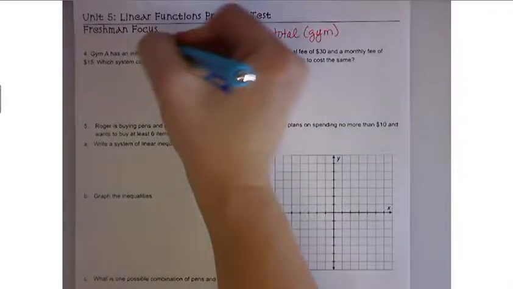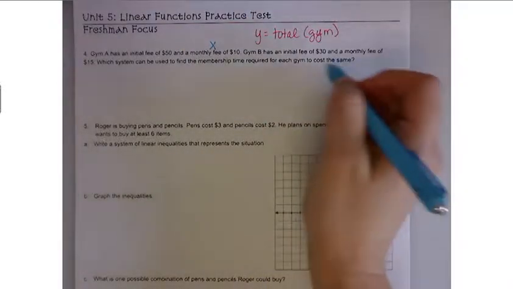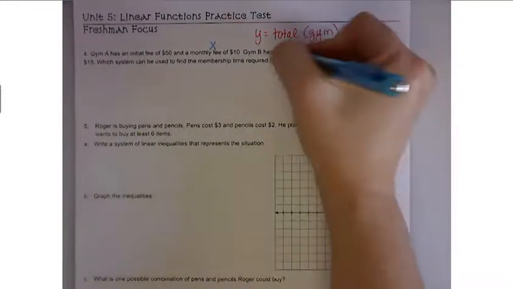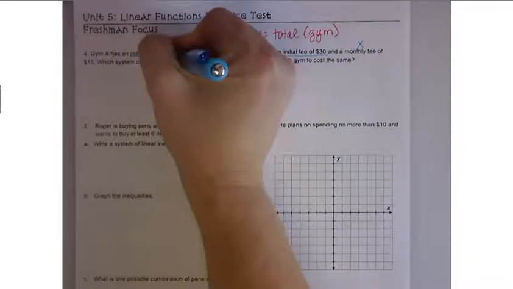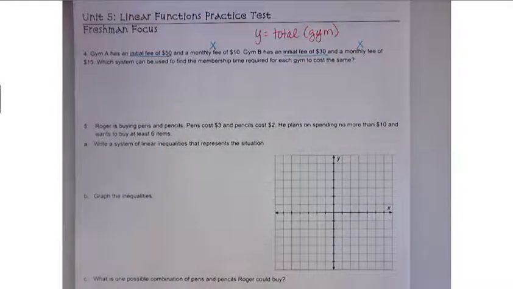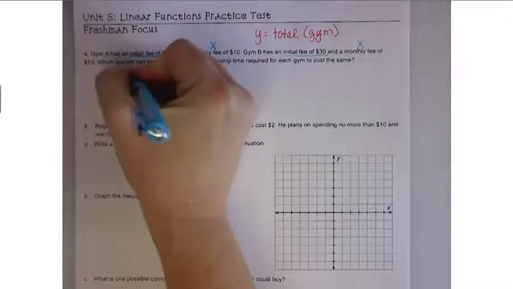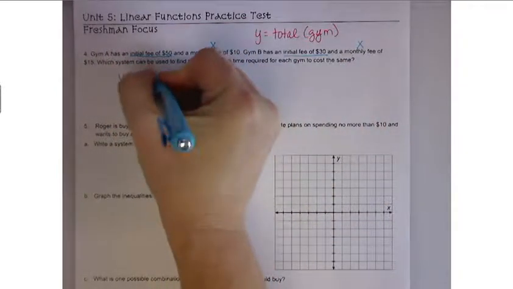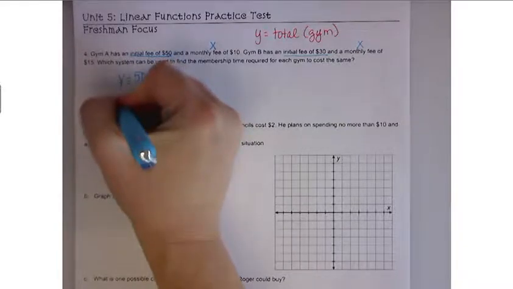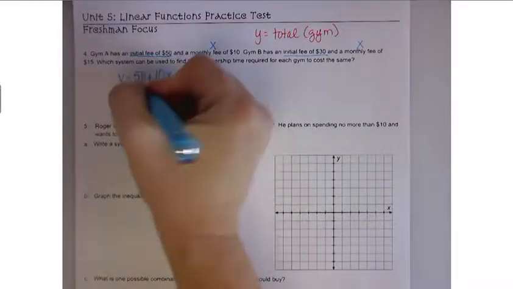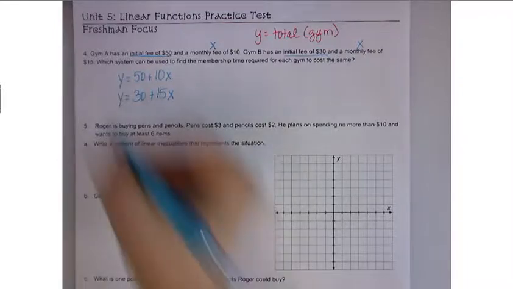Okay? Gym A has an initial fee and a monthly fee. We don't know how many months, so that's our x. Okay? Gym B has an initial fee and a monthly fee of $15. Again, that's our x. So we have a starting point that you have to pay for each gym, no matter how many months you use it, plus you have a monthly cost. So for Gym A, we're going to say y equals our initial cost, $50, plus our monthly cost, which is 10, and x for our month. We don't know how many months. Gym B is the same thing. Use the same pattern. $30 for the initial cost plus $15 for each month. So there's our system. That's part 1 of that.